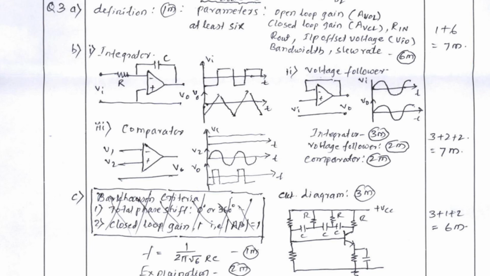So totally it is of 7 marks. And C question was, for the circuit diagram, it carries 3 marks, and for the frequency determination, it carries 1 by 2 pi root of 6 RC. So when you determine this, you will obviously tell how you are calculating the frequency, which carries 1 mark, and explanation for this circuit diagram carries 2 marks.